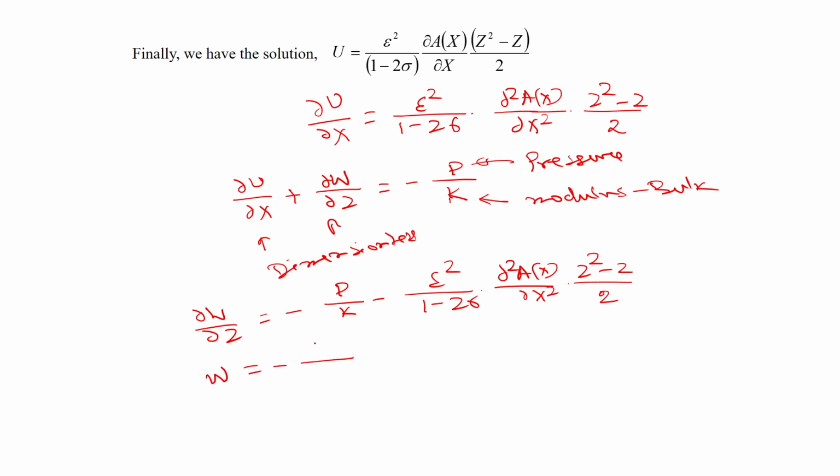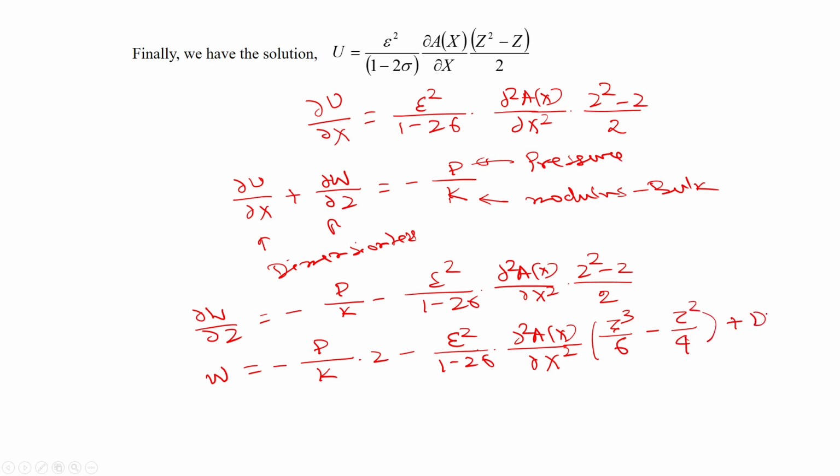So, it is −(p/k)(z) minus ε²/(1 − 2σ), σ is the Poisson ratio by the way, and this is ∂²A(x)/∂x², and I have integrated with respect to z here. So, it is z²/2, it will be z³/3 by 2, so that is z³/6 here, minus z/2, z²/2, so z²/4 here, plus let us say D(x), again integration with respect to z. So, it comes out to be D(x).